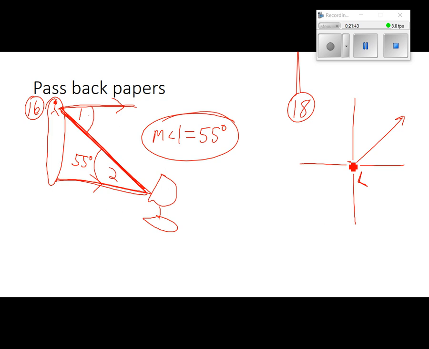A complementary angle is the 180. No, it's 90. Two angles that add up to 90 degrees. So two angles that add up to 90 degrees would be, for 18, I think there's a right angle in this, and there it is. So it'd be that angle and that angle. And that's complementary. What else?